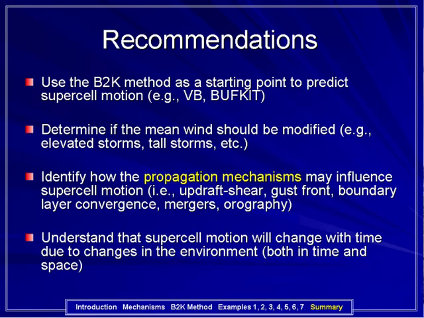So here's what I would recommend you do in operations. First of all, go ahead and use the B2K method as a starting point, the standard B2K method. After that, you really need to determine if your mean wind is going to be 0 to 6 or if it's going to be modified from that. Are you going to have low top storms, elevated storms, etc.?